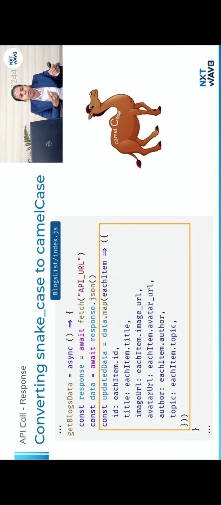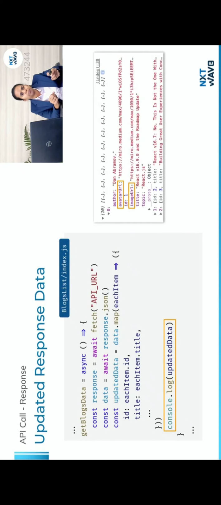Okay, so for that we have written the code there. Data is an array, where each item we have to update, so we are using map: data.map of each item. In each item, id is each item.id, title will be the same. Whereas in case of the image URL, you can see that we have made use of camel case, imageURL. In the backend it is image underscore URL. We have appropriately mapped them. So with this, we have the updated data based on the front end convention. Once we print this, you'll be able to see an output in this manner.